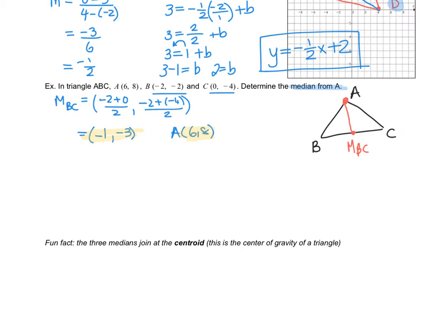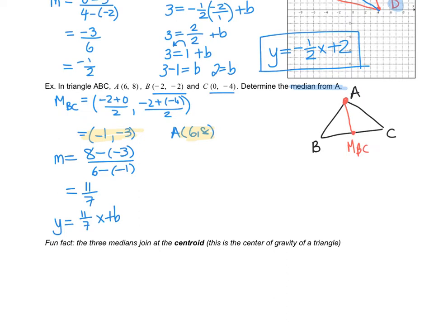So anytime I want the equation, step 1 is slope. So y2 minus y1 over x2 minus x1. I used A as my second coordinate and the midpoint as my first coordinate. I just didn't label x1, y1, x2, y2, but you're more than welcome to do that. Now when I clean up, 8 plus 3 is 11, 6 plus 1 is 7, which means at this point, our equation is y equals 11 over 7 x plus b.